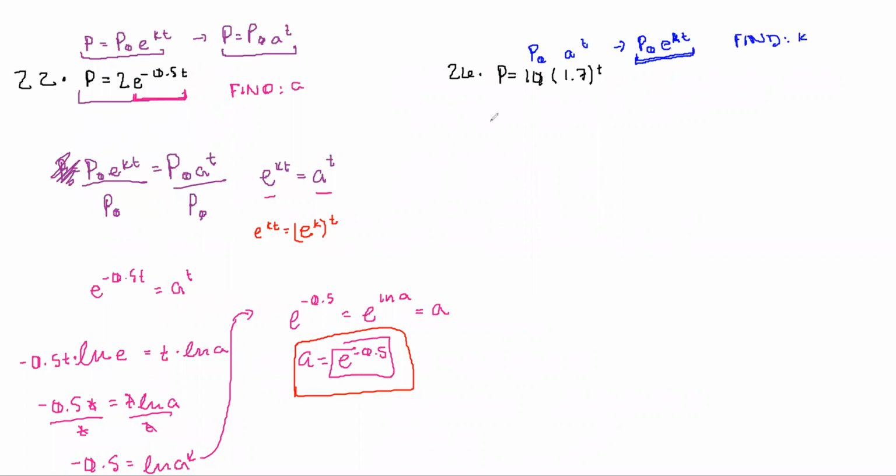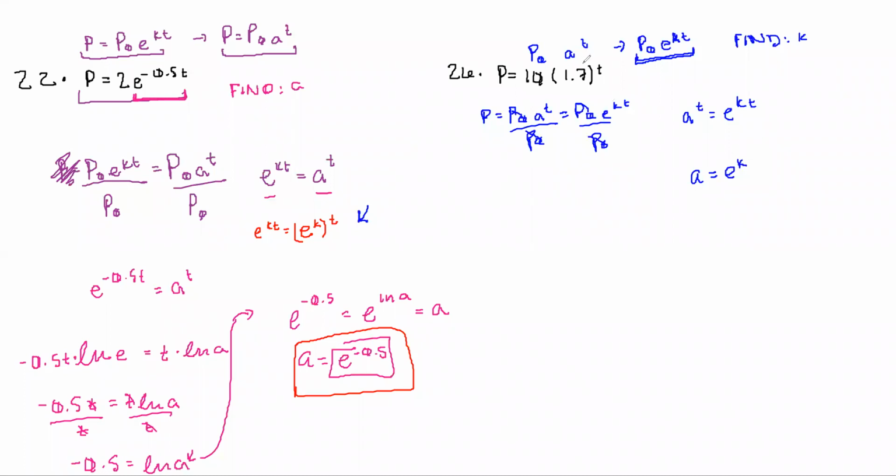So we're gonna make this equivalency again. We're gonna say p is equal to p naught a to the t, which is equal to p naught e to the kt. So I don't have to worry about p naught at all because it'll just cancel out from both of these equations. So I have a to the t is equal to e to the kt. So as we established from right here, a is equal to e to the k.